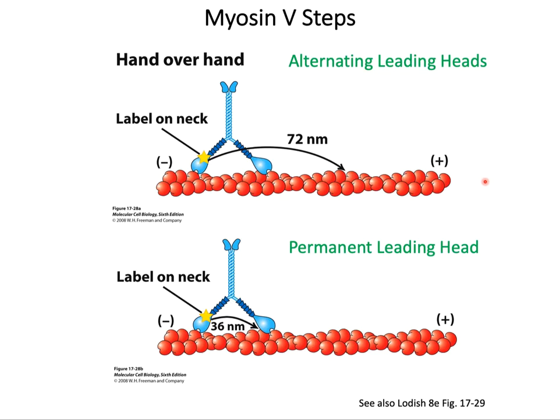So up until now, we have been talking about what one head does, but many of the myosins have more than one heavy chain, and many have two heads. An example is myosin 5.